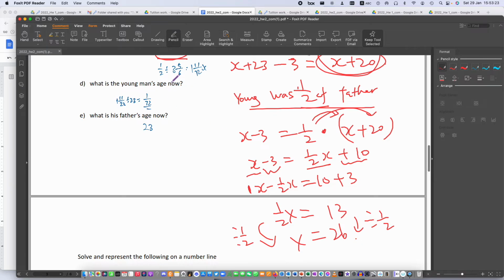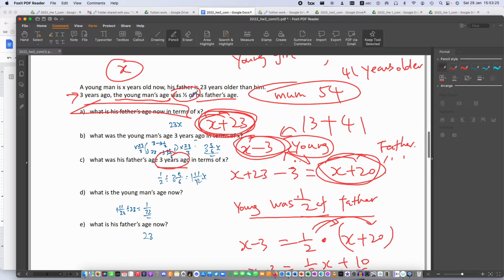So what is the young man's age now? The young man's age is x, right? So x is equal to 26. So the young man's age is 26. Very good. So what is the father's age now? The father's age is 23 years older than him, right? So 23 years older than 26 is 49. Are you clear? That's how you do this question. Can you see the flow?